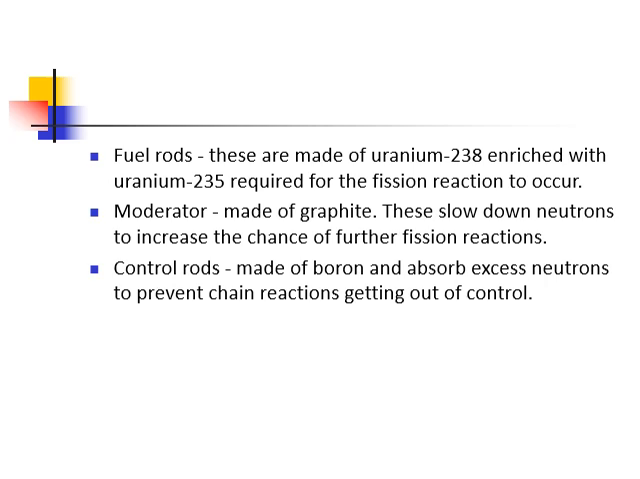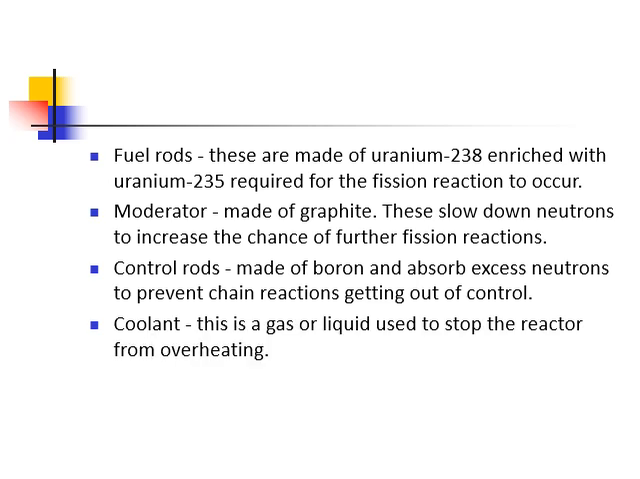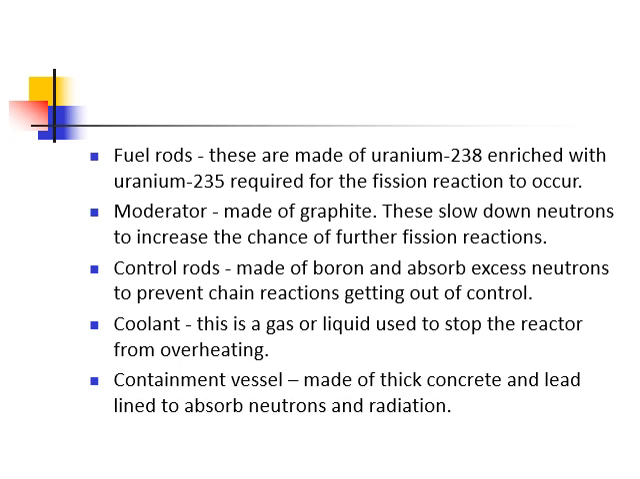So here are some of the functions. So we've got the fuel rods made of uranium enriched with uranium-235. We have the moderator to slow down the neutrons to cause more fission reactions. We've got the control rods to absorb more neutrons to prevent the reaction coming out of control. And we've got the coolant to cool down the reactor and stop it from overheating. And the containment vessel, thick concrete, lead lined to absorb neutrons and other types of nuclear radiation.